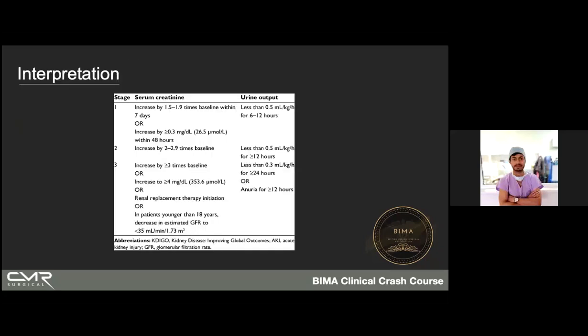So this is what we've been talking about. This is the AKI stages, and you can see that there are three different stages. I'm not going to go into this as I've mentioned this lots of times now. It's another question as well.